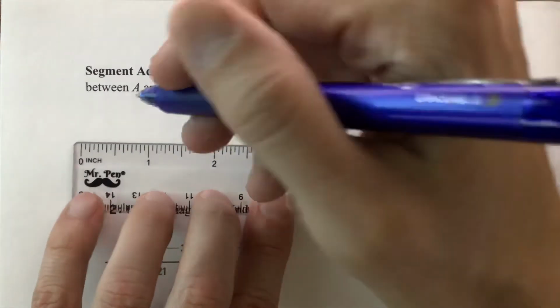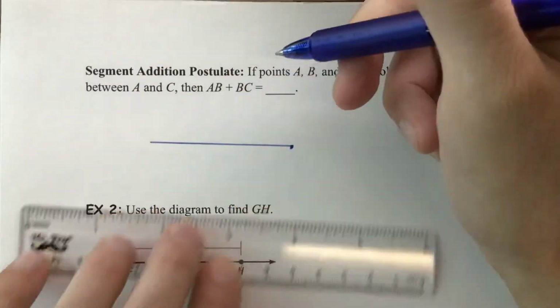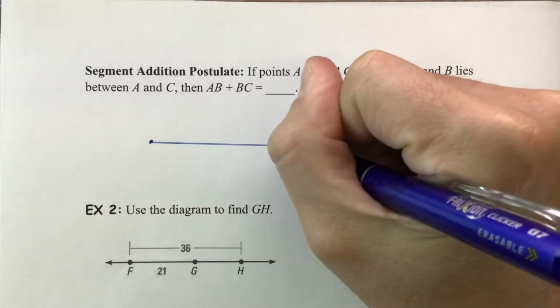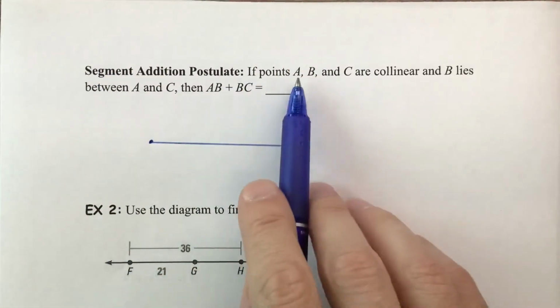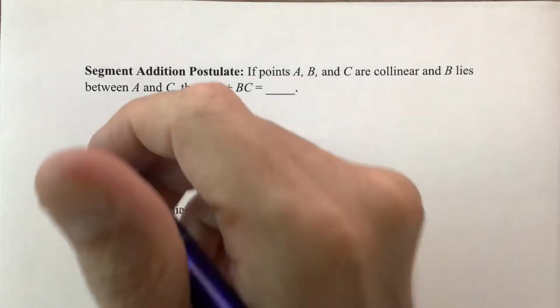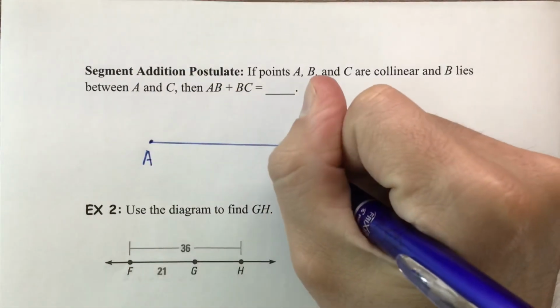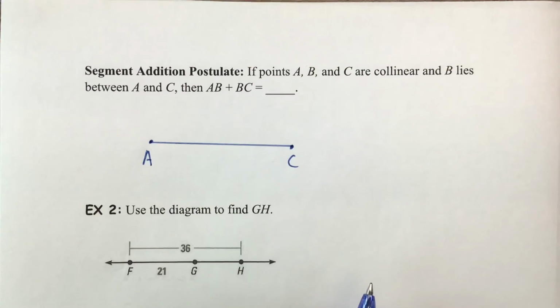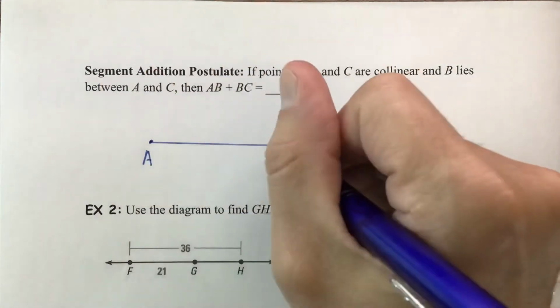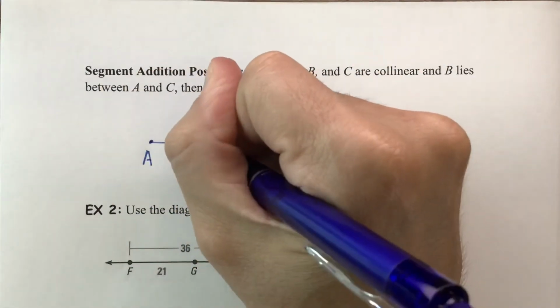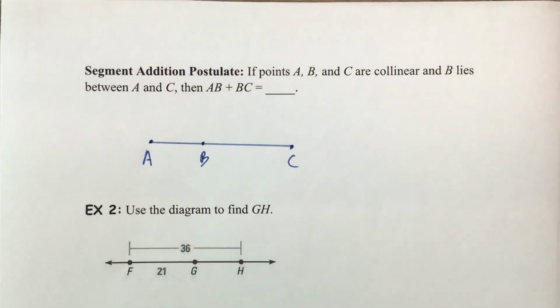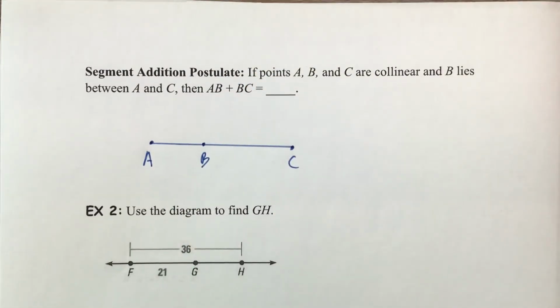You might already know the answer, but let's go ahead and sketch a picture real quick just so that it's clear. All right, so we got A, B, and C, and B is going to be between A and C. That means that A and C will be the endpoints. And B can be anywhere along here. It doesn't need to be directly in the middle of them, but B is somewhere between them.